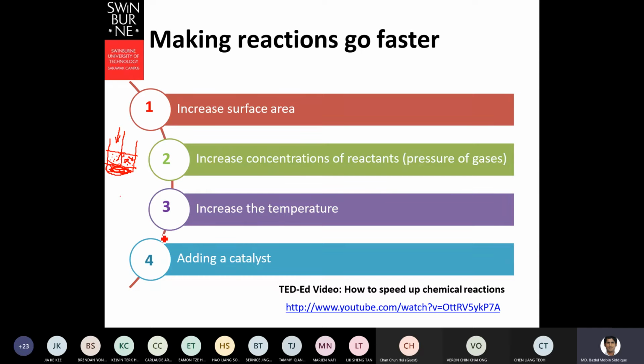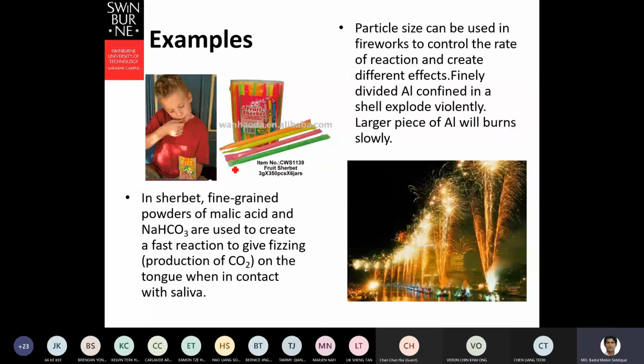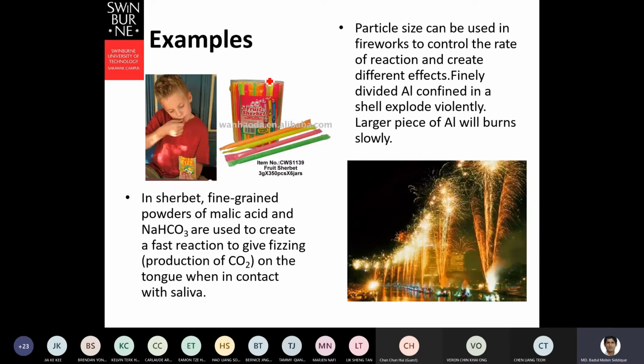Adding a catalyst. What is a catalyst? All right, this is all those things. Increase the surface of the solid. Once again, I should come here actually. Increase the surface of the solids by breaking them down or making a very fine powder. For example, in childhood we tried to do this, right? We put it on our tongue and it becomes fizzing, so many bubbles come out from it, and it was fun in childhood.